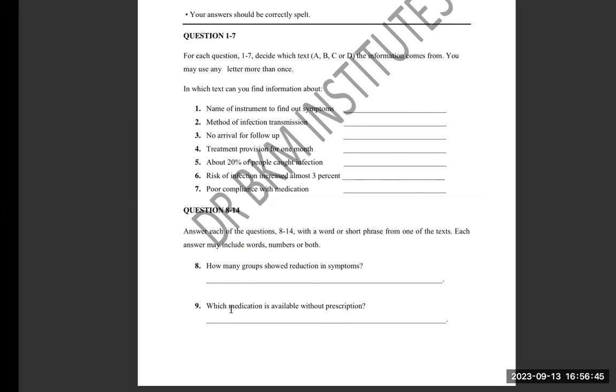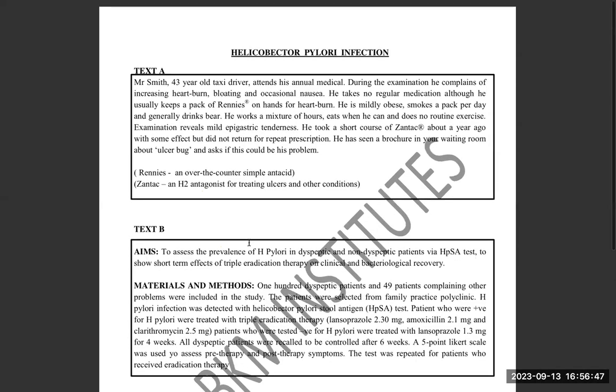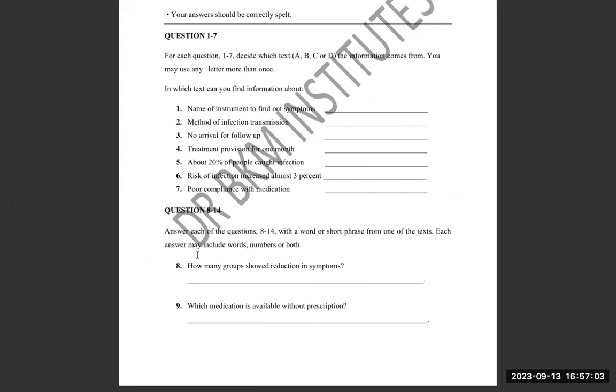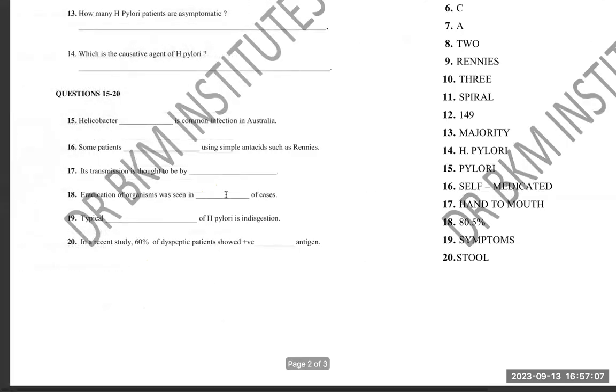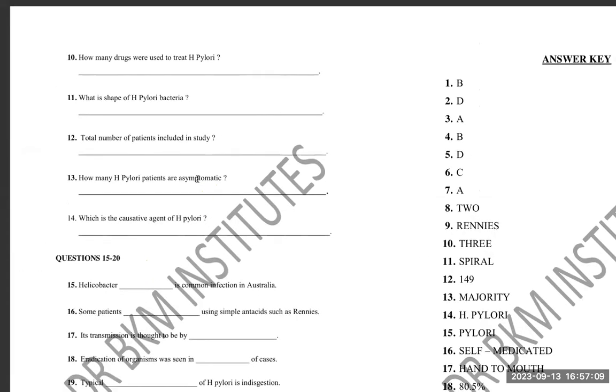Which medication is available without prescription? This should be easy. Over the counter medication, Ranis. Ranis is the medication. Over the counter medications are those which are available without prescription, like you can buy paracetamol over the counter. So Ranis is the word. At least I have found 2 questions, so 2 plus 3, 5. But I'm saving my time. The most important thing, I'm saving my time continuously.